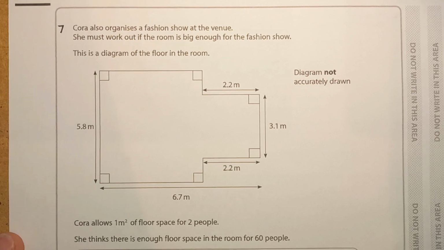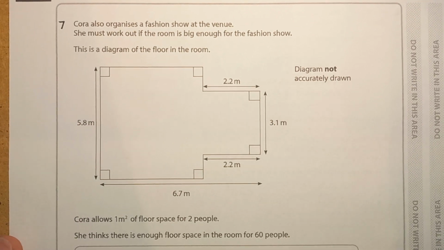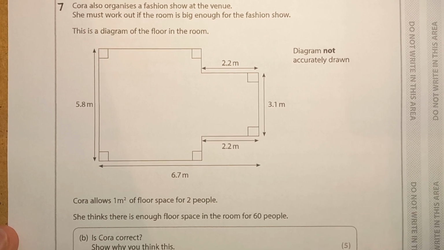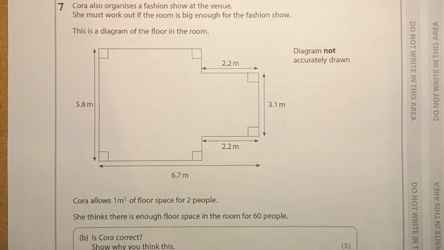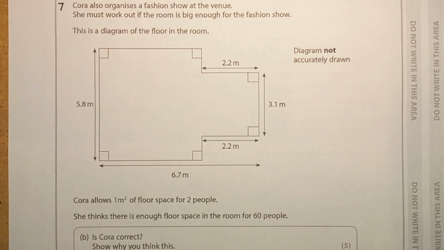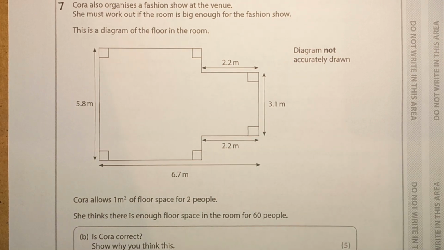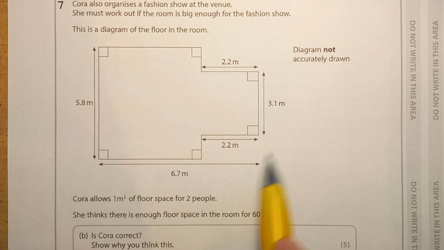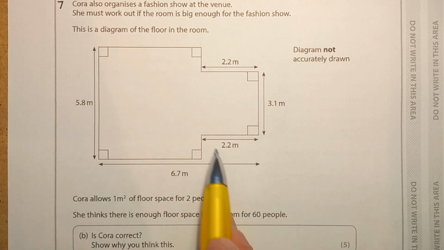And now we're going to have a look at question 7. In fact, this is question 7, part B. So Cora also organises a fashion show at the venue. She must work out if the room is big enough for the fashion show. This is a diagram of the floor in the room. So we've got some measurements, not all the measurements, but quite a few.